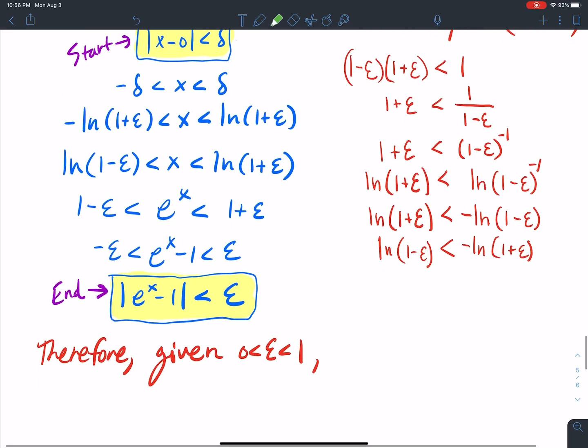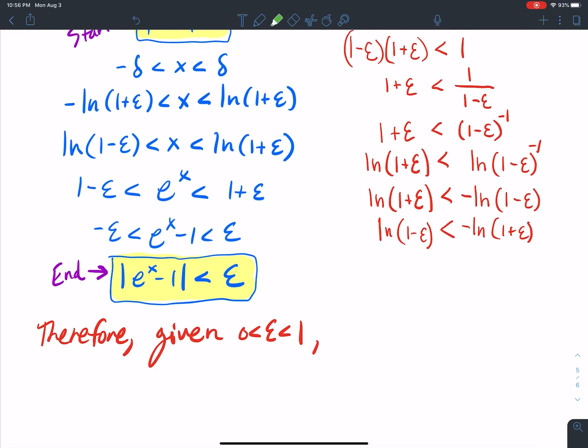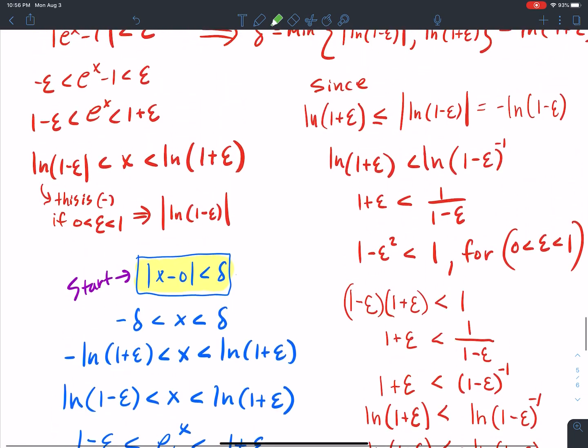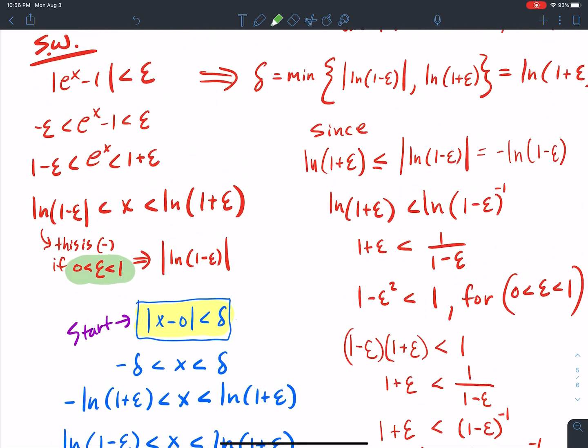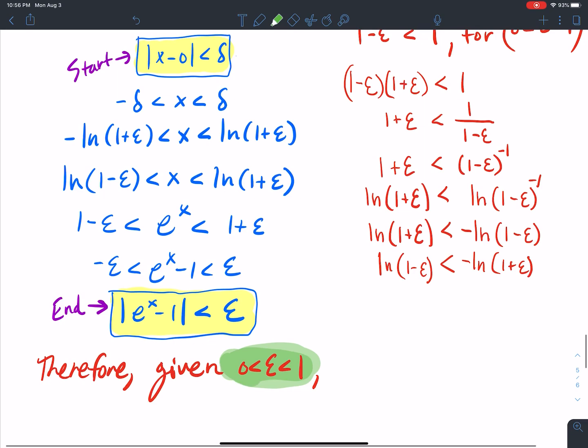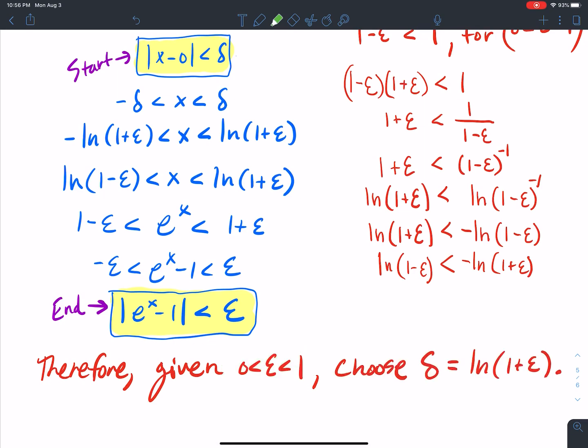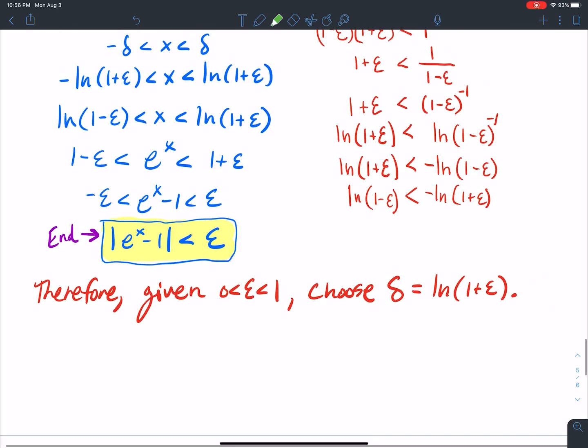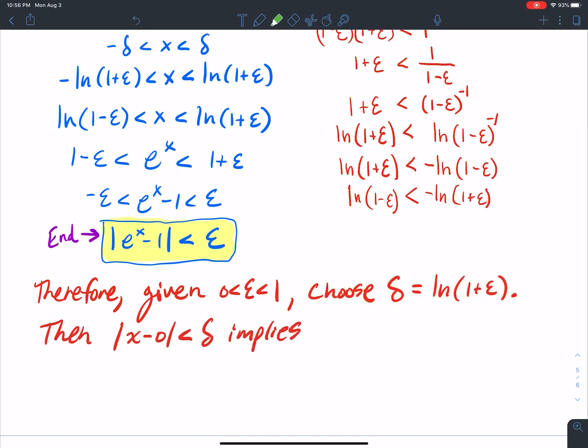Now I write it out formally. I say, therefore, given some epsilon. Now I had to put a restriction on epsilon here. I put the restriction on epsilon here, so I need to write it down just like I did whenever I had delta restrictions. And I choose my delta to be the natural log of 1 plus epsilon.